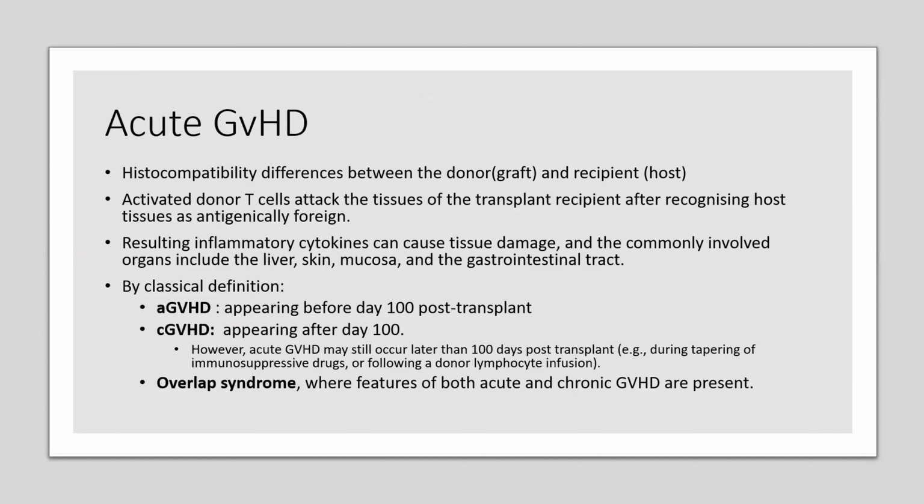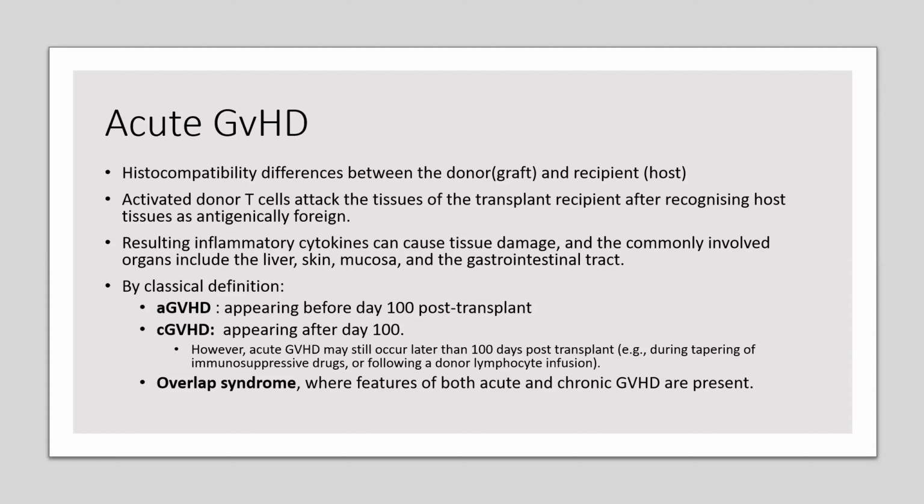So a little bit on acute graft versus host disease. Histocompatibility differences between the donor and the recipient is the basis of graft versus host disease, where activated donor T cells attack the tissues of the transplant recipient after recognizing the host tissues as antigenically foreign. This results in inflammatory cytokines being released, which can cause tissue damage. And these commonly involve organs like the liver, skin, mucosa, and the gastrointestinal tract.